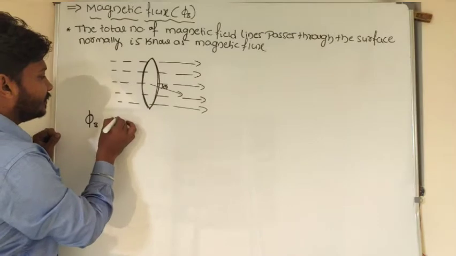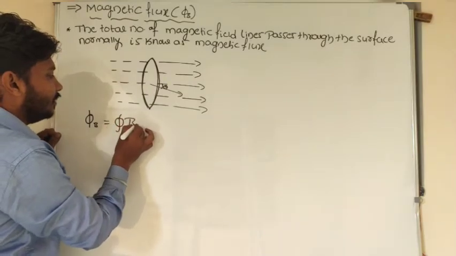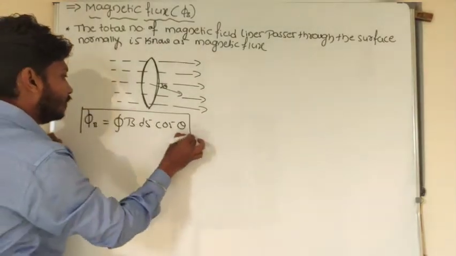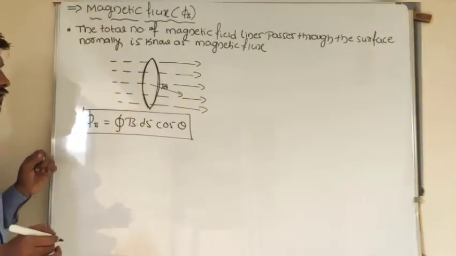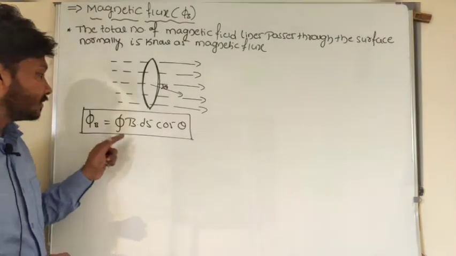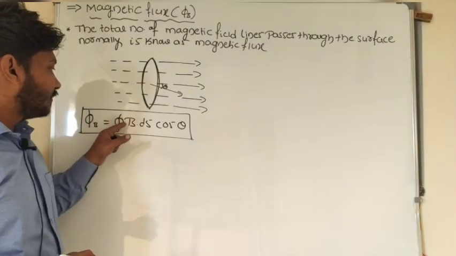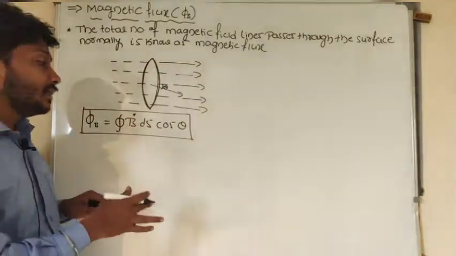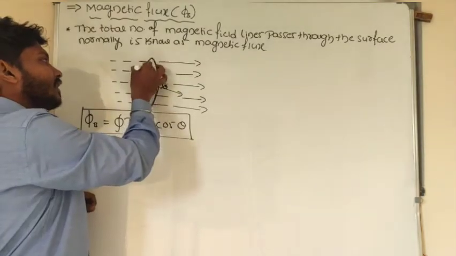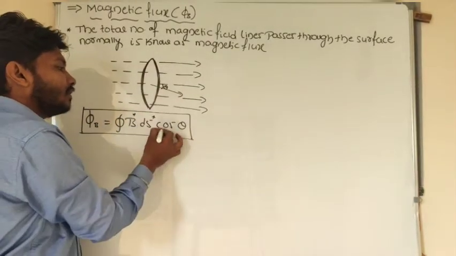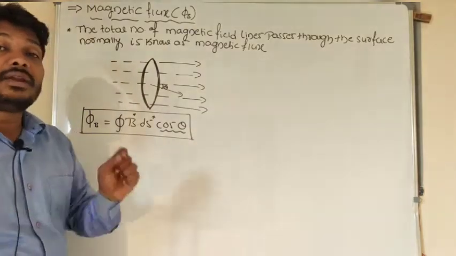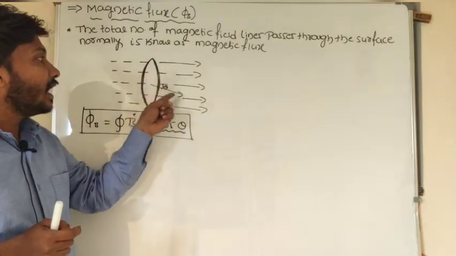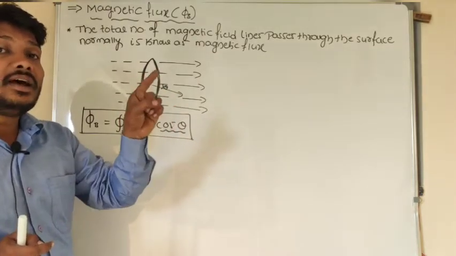So phi of B is equal to the integration of B dS cos theta. Here phi subscript B means magnetic flux. So it is the surface integration of B dS cos theta, where B represents the magnetic field strength, dS represents the area, and theta represents the angle between the magnetic field line and the normal line.